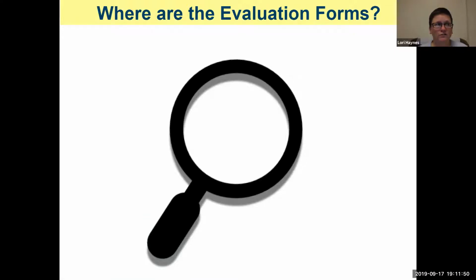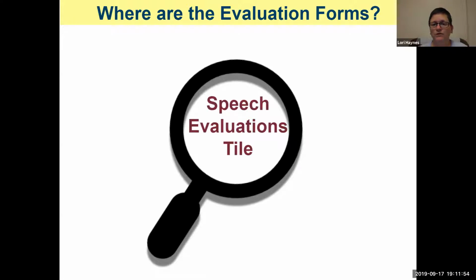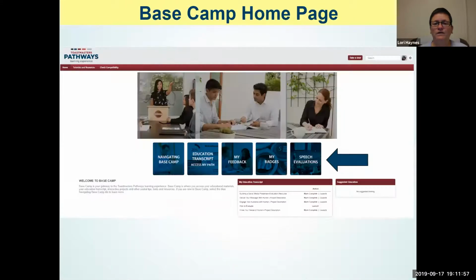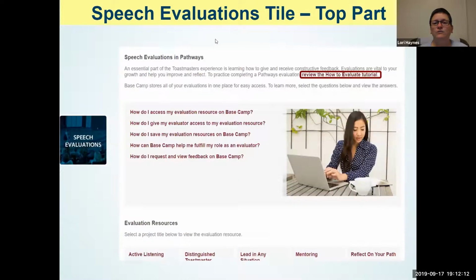Where's our next place? Where are the evaluation forms? Well, they're in the speech evaluations tile. Here's our Basecamp homepage, and there's the blue tiles here. It's kind of in the center when you have it open. This last tile on the right is the speech evaluations tile. If you click that, this is what the top part of the page shows. It has some nice FAQs about evaluations here that you can take a look at.